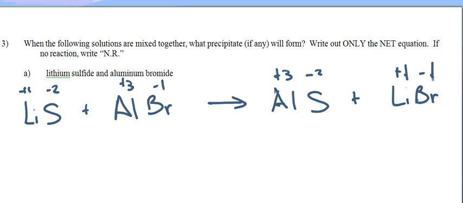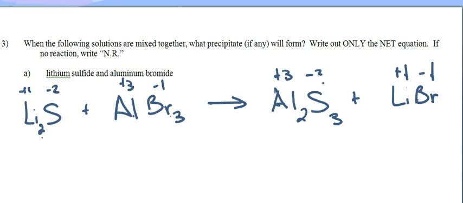Let's go ahead and balance charges. So I need 2 there because it has a +1, -2. Aluminum has a +3, bromine, -1, so I need a 3 there. Here, I've got a 2, so I need to put a 2 there. I've got a 3 here, so I need a 3 there. Aluminum sulfide is balanced as written. Okay, balance atoms out now.